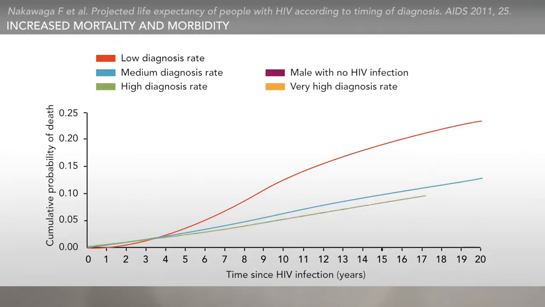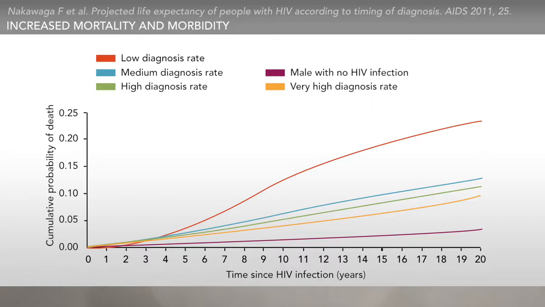The graph showing the cumulative probability of death because of late diagnosis on the y-axis and time since HIV infection in years on the x-axis illustrates the increased mortality and morbidity associated with late HIV diagnosis. It is very clear that people diagnosed late with a median CD4 cell count of 140 cells, as shown by the red line at the top, have a much higher risk of HIV-related death compared to those who are diagnosed at a CD4 count of 350 cells, shown by the blue line.